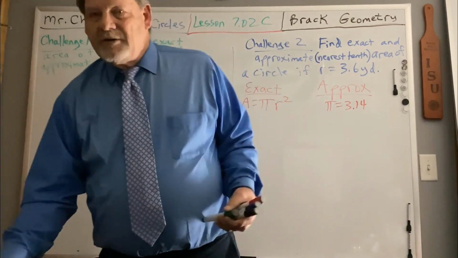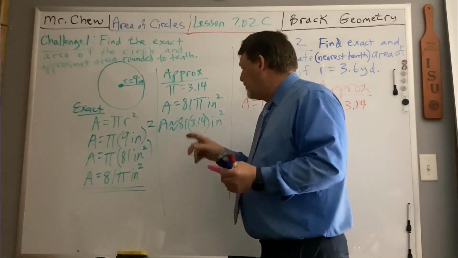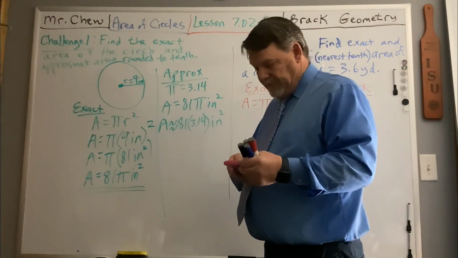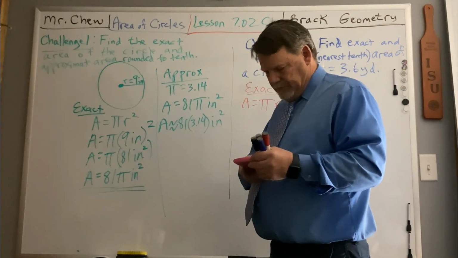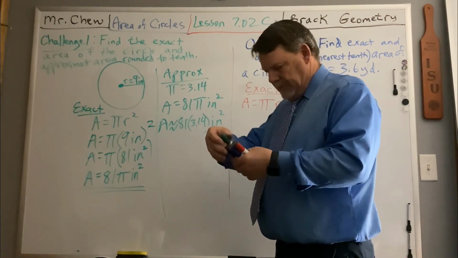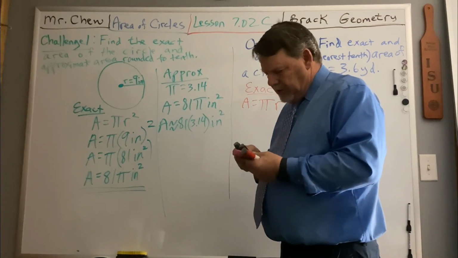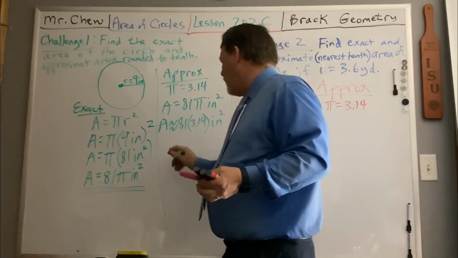So I take my calculator, and I'm going to multiply 81 times 3.14. And I get 254.34.